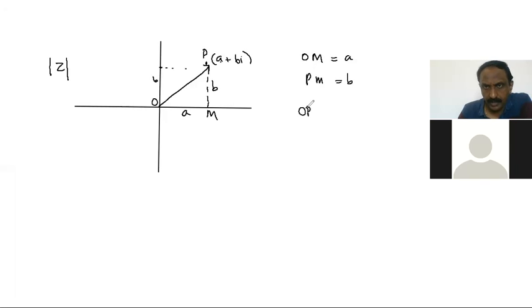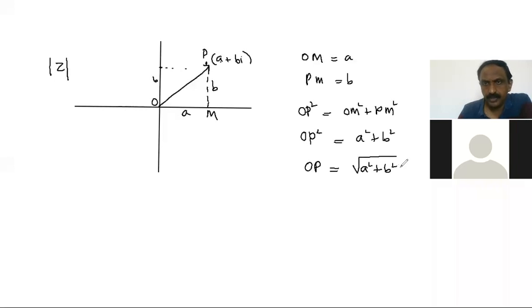So OP square is OM square plus BM square by Pythagoras theorem. So OP square is a square plus b square. So the length OP is root of a square plus b square. So the modulus is obtained by root of a square plus b square. This everybody knows. Yes, sir.